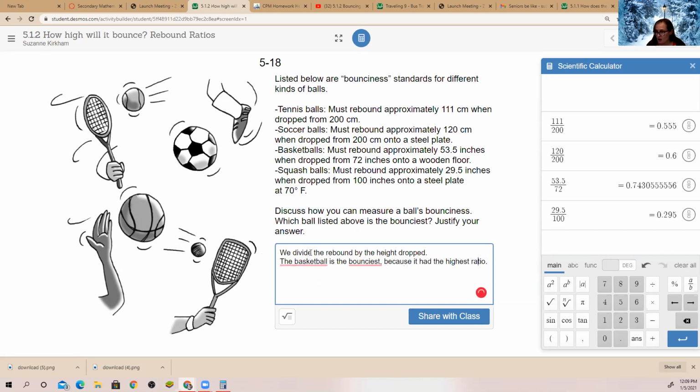Okay, and by the way, bounciest is not a real word. It's supposed to be most bouncy. So anytime you have a word that's too compact, that's two syllables, then it's most bouncy or more bouncy instead of bouncier or bounciest.